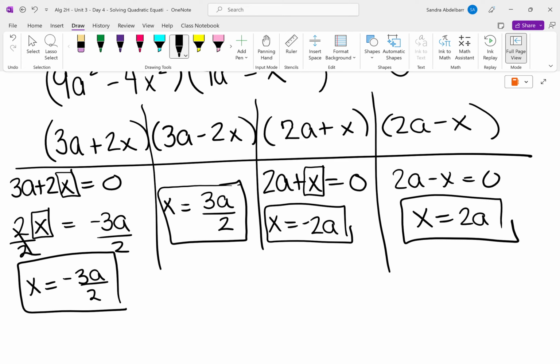How many solutions should we have gotten? 4. How many solutions do we have? 1, 2, 3, 4.